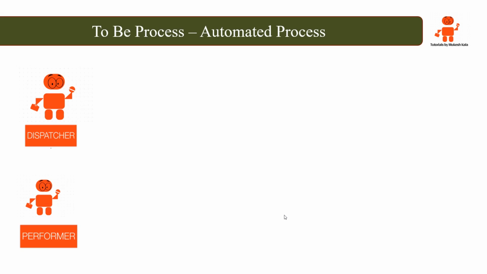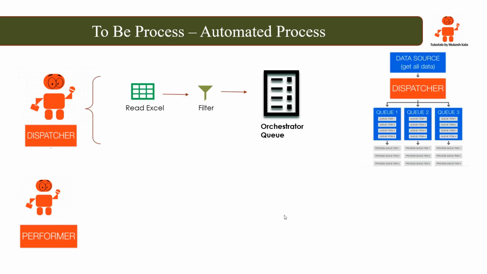Now what exactly is the dispatcher going to do? The dispatcher is just going to read the Excel. When I say read the Excel, it is going to read the Excel from a designated location. It will read all the data and filter out the records for whomever we want to generate the offer letter. That means whichever candidate is hired, we will put all that data into the Orchestrator queues.